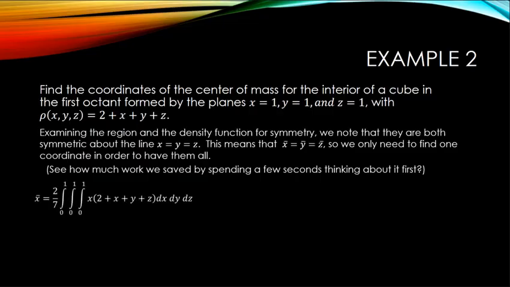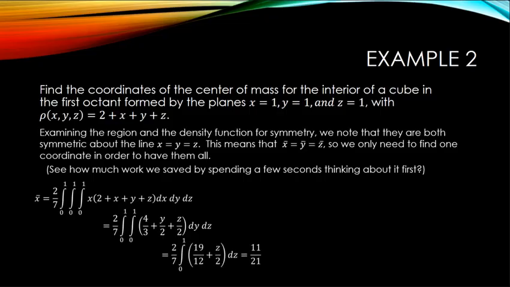So I'm going to compute x bar. X bar is equal to 2 over 7 times the integral from 0 to 1 of the integral from 0 to 1 of the integral from 0 to 1 of x times the quantity 2 plus x plus y plus z dx dy dz. I work from the inside out. This gives me 2/7 times the integral from 0 to 1 of the integral from 0 to 1 of the quantity 4 thirds plus y halves plus z halves dy dz. I compute the middle integral, and I get 2/7 times the integral from 0 to 1 of 19 over 12 plus z over 2 dz.